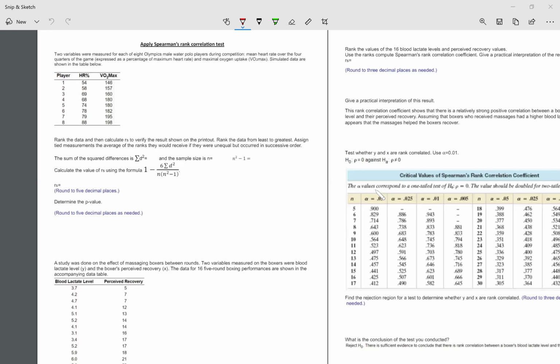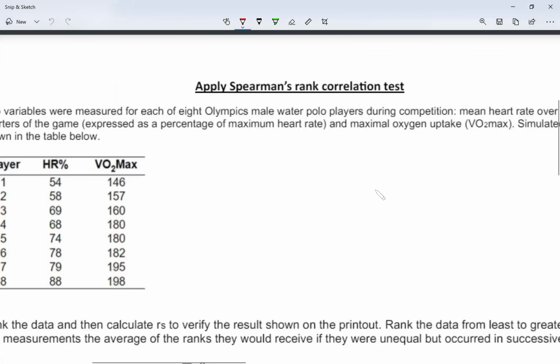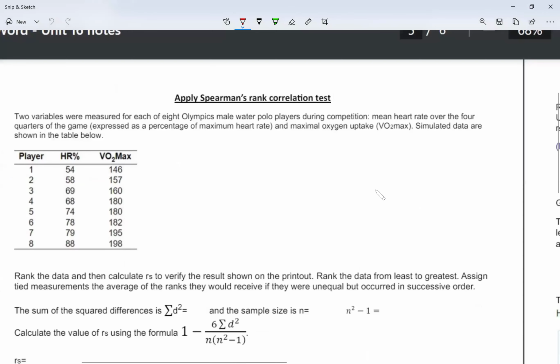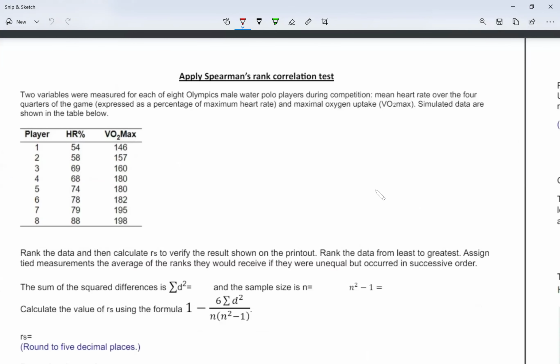Okay, so we're going to be using Spearman's rank correlation test. Now there are two variables that were measured for each of 8 Olympic male water polo players during competition. We tested the mean heart rate over the 4 quarters of the game, expressed as a percentage of maximum heart rate, and then the maximum oxygen uptake, which we call VO2 max, as shown in the table below. So there are 8 players that we tested.